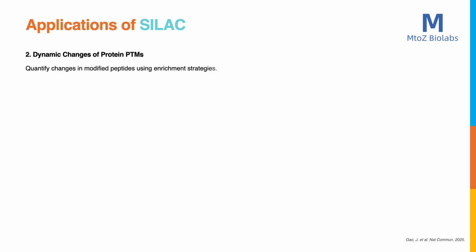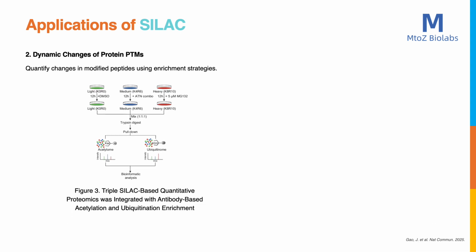SILAC is also used in dynamic studies of post-translational modifications, helping to quantify changes in modified peptides with enrichment strategies. This case demonstrates how SILAC is used to study the dynamic changes of lysine acetylation and ubiquitination. The experiment integrates triple SILAC-based quantitative proteomics, with antibody-based enrichment techniques targeting acetylation and ubiquitination. The cells were treated with different compounds, DMSO, the ATN, a combination of aspirin, trichostatin A, and nicotinamide, and MG132, a proteasome inhibitor.